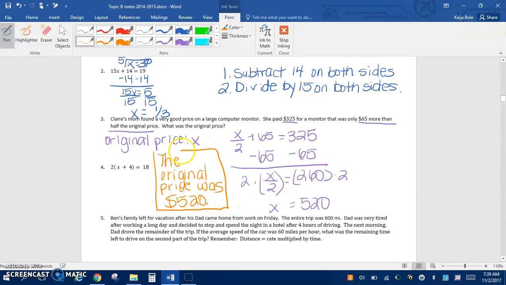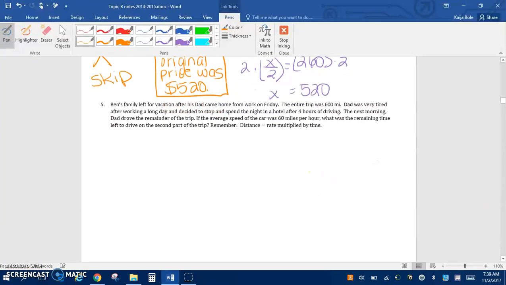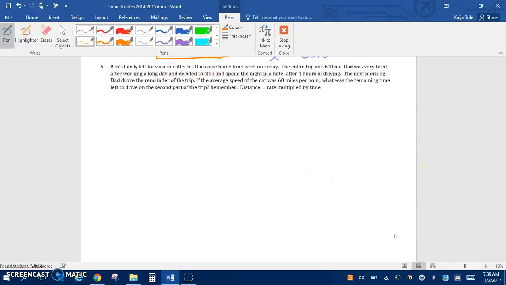Alright, and don't worry about writing in number 4. We're going to skip it anyways because we already know how to do that. So we're going to skip down to number 5. It's the last one we're going to do all together. It says, Ben's family left for vacation after his dad came home from work on Friday. The entire trip was 600 miles.